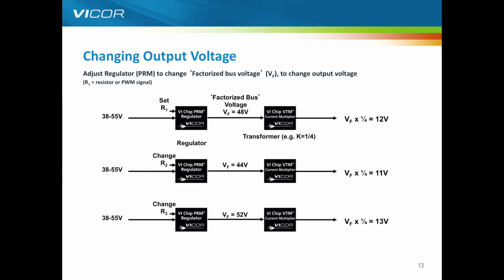If you want to reduce that output voltage or increase that output voltage, you adjust the entry point to the regulator. So by changing a resistor or a PWM entry to that regulator, you adjust the VF, the factorized voltage, leading into the fixed ratio transformer. So in this way, the regulator is the brains of the outfit, the transformer simply does its job. And obviously we have different transformer ratios, anywhere from 1 over 1, which is an isolator or voltage inverter, all the way to 1 over 40, so a very high transformation ratio.